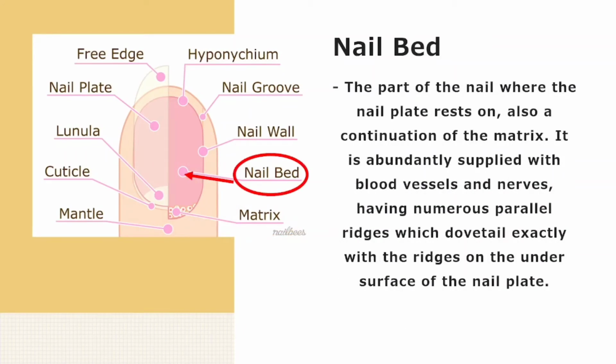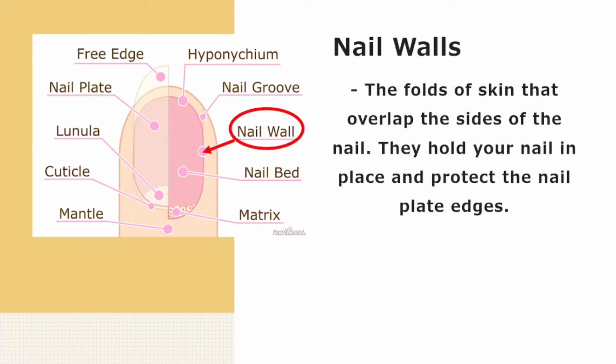Nail bed, the part of the nail where the nail plate rests on. Also a continuation of the matrix. It is abundantly supplied with blood vessels and nerves, having numerous parallel ridges, which dovetail exactly with the ridges on the undersurface of the nail plate. Nail walls, the folds of skin that overlap the sides of the nail. They hold your nail in place and protect the nail plate edges.